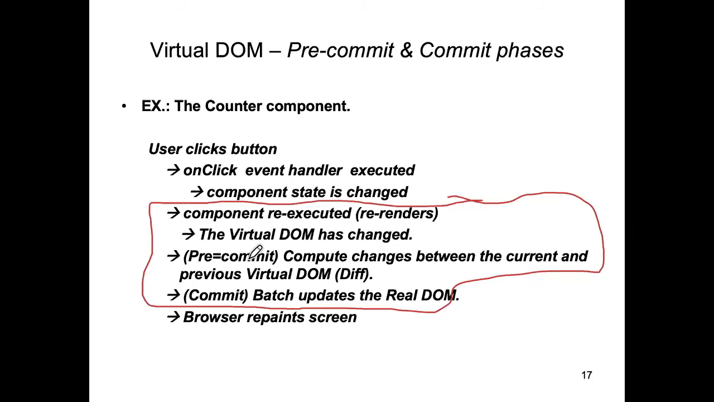So it's essentially evaluating what changes it needs to make to the real DOM, and then it commits those changes to the real DOM, and we refer to that as the commit phase of the React engine's behavior. And having then changed the actual DOM or the real DOM, then the browser repaints the screen as it always would.